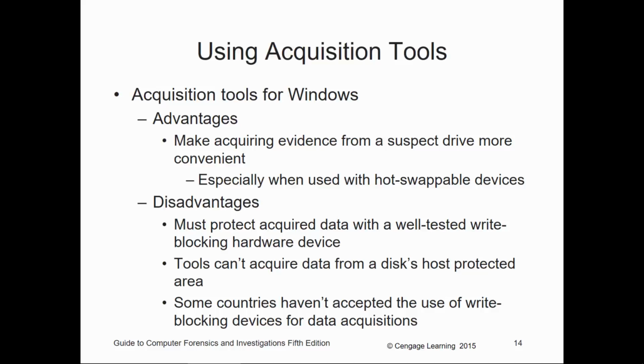Other acquisition tools, specifically for Windows. The nice thing here is, because we're talking specifically about Windows, some of the advantages are that Windows is mainstream, so you should be able to get a lot of tools. This makes acquiring evidence a lot more convenient. If we're using a PC, we could use a hot swappable device, a USB dock, for example.